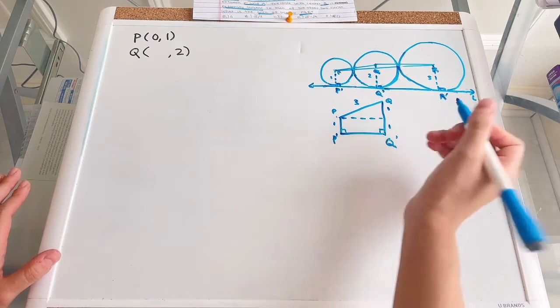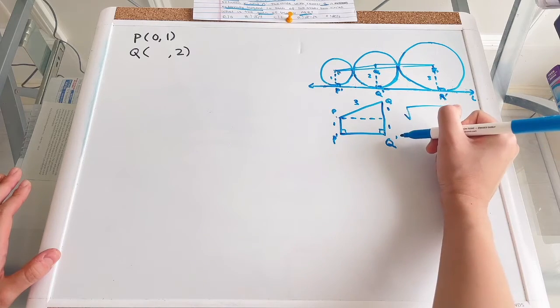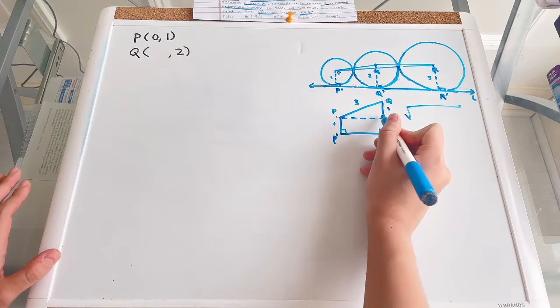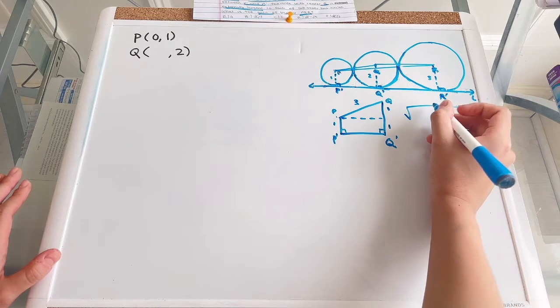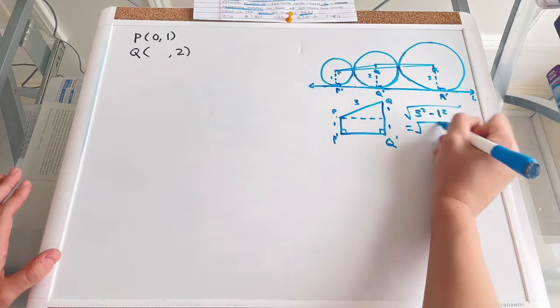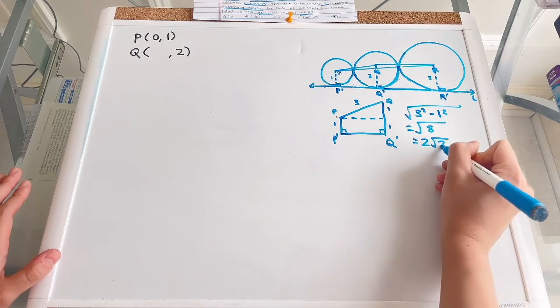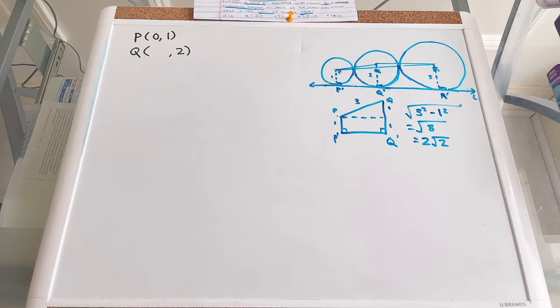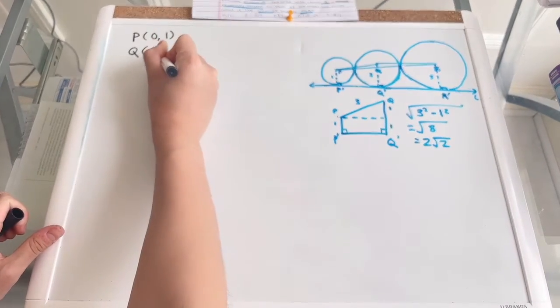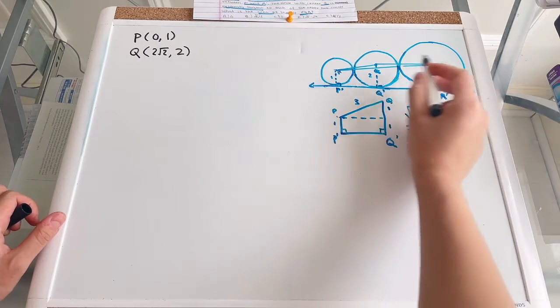And since PQ is 3, using the Pythagorean theorem, we can tell that P'Q', or this line right here, would equal the square root of 3 squared minus 1 squared, which equals the square root of 8, which equals 2 times the square root of 2. So the coordinates of Q would be 2 square root of 2, and 2.